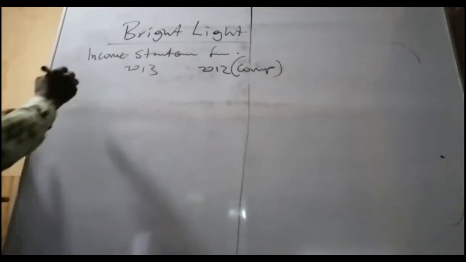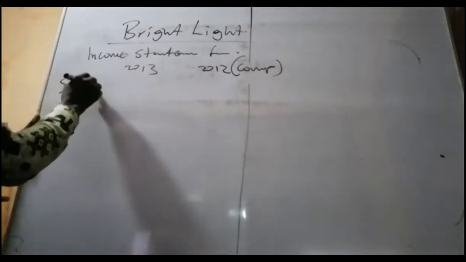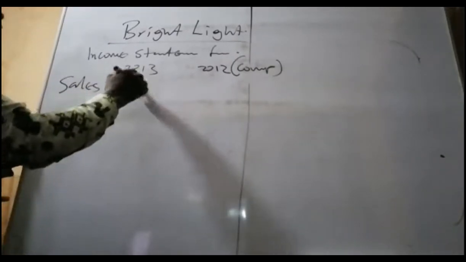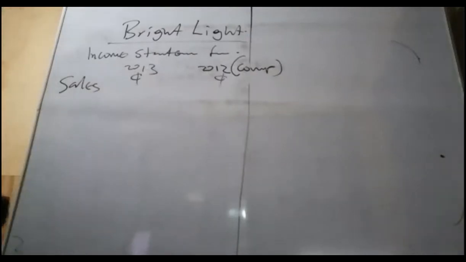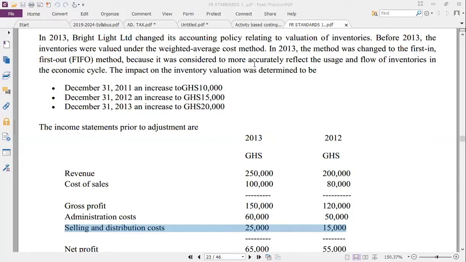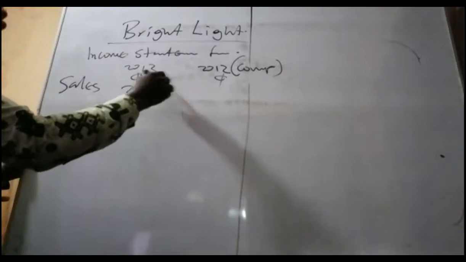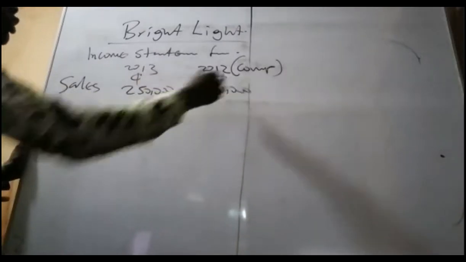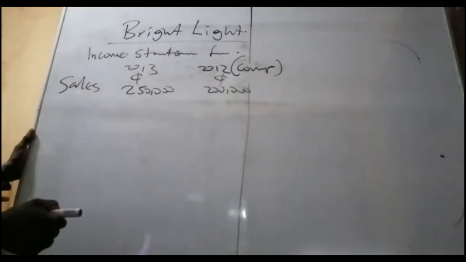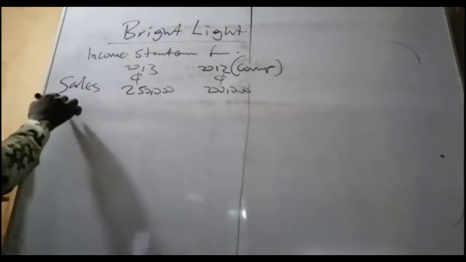Okay. So I'll start with sales revenue. Nothing affected sales, so I just record it as it is. Your currency. So sales revenue is 250,000 and 200,000. Then what about the cost of sales?